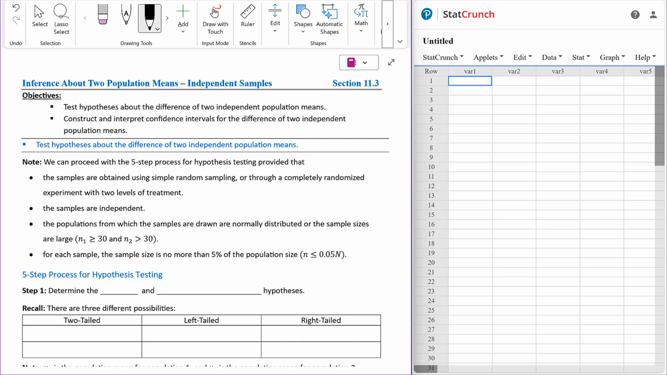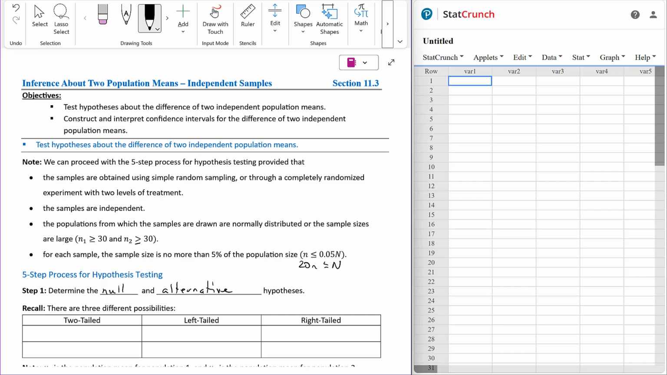We can proceed with the 5-step process for hypothesis testing, provided that the samples are obtained using simple random sampling or through a completely randomized experiment with two levels of treatment. The samples are independent. The populations from which the samples are drawn are normally distributed, or the sample sizes are large, so both n sub 1 and n sub 2 greater than or equal to 30. And for each sample, the sample size is no more than 5% of the population size, so n less than or equal to 0.05 of capital N, that population, or, as we've thought, 20n less than or equal to that population size.